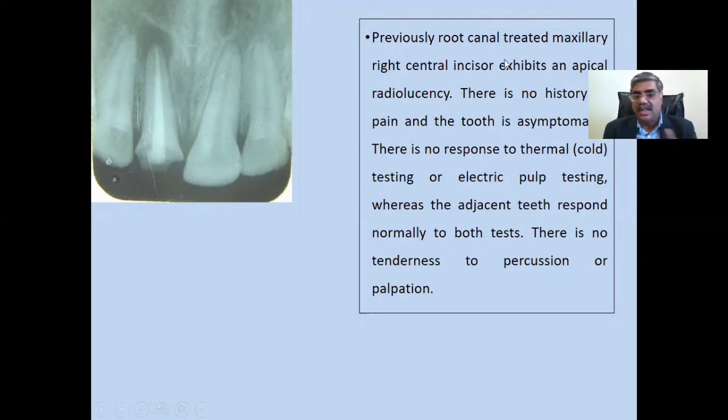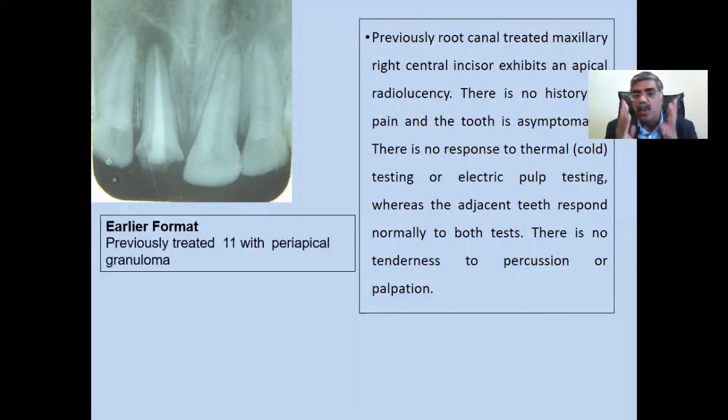Now let us see the history. It is a previously treated maxillary right central incisor. It exhibits a periapical radiolucency. There is no history of any pain, and the tooth is totally asymptomatic. There is no response to the pulp vitality test, and there is no tenderness to percussion or palpation. So how can we diagnose this in the traditional pathological view?